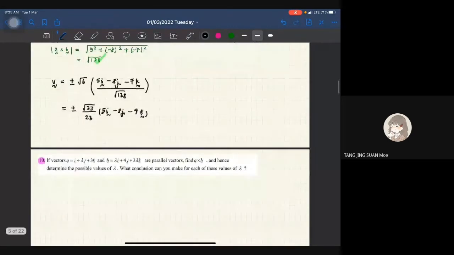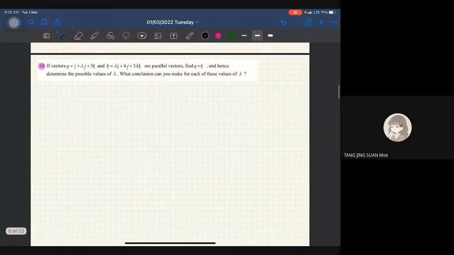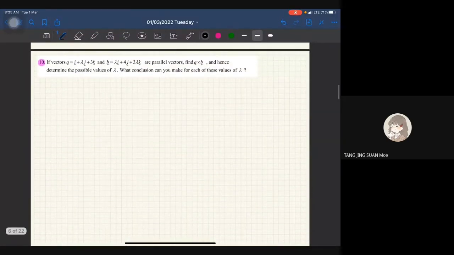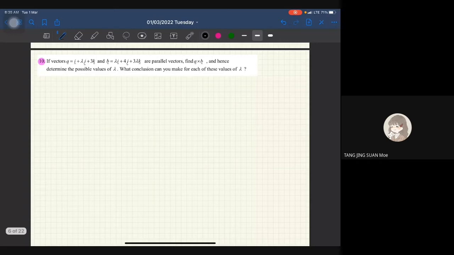Okay, so kita teruskan kepada nombor 10. Okay, kejap saya tengok soalan dia. Okay, so number 10, if vectors A, kita ada dua vector. So, question give us two vector, A and also B. So diorang ni adalah parallel. So kalau parallel maksudnya dia punya cross product is equal to 0. So A cross B dia akan dapat sama dengan kosong. Is it?